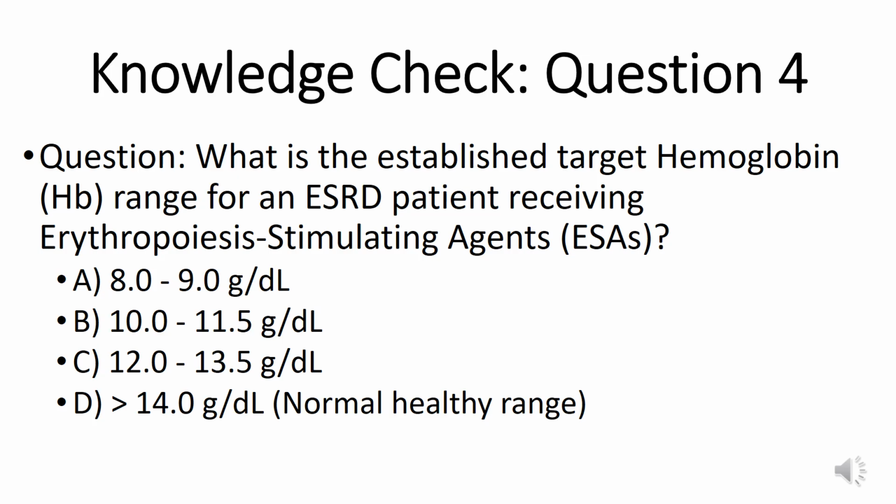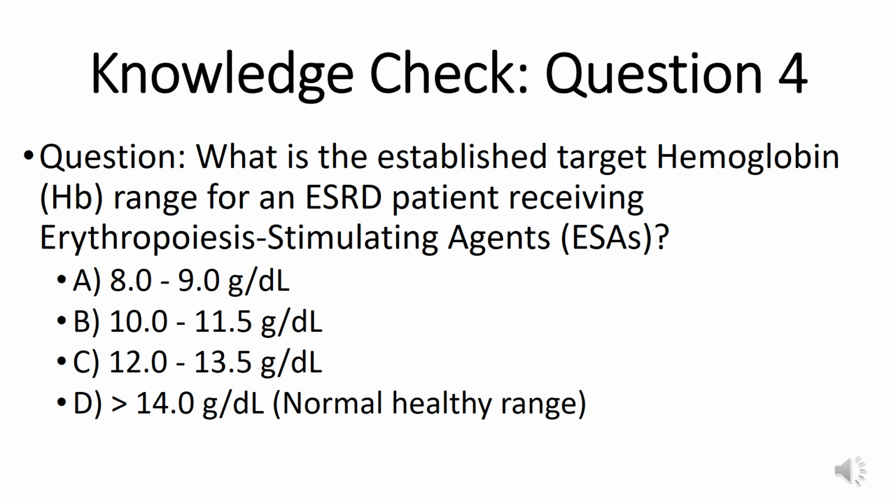Anemia is a common complication of advanced kidney disease. Healthy kidneys normally produce erythropoietin, a hormone that stimulates the bone marrow to produce red blood cells. As kidney function declines, erythropoietin production decreases, leading to progressive anemia. Patients often experience fatigue, weakness, shortness of breath, and reduced exercise capacity. To correct this problem, erythropoiesis-stimulating agents such as epoetin alpha and darbepoetin alpha are commonly prescribed.